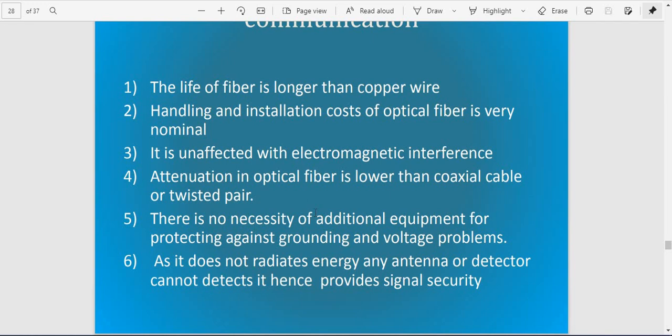Likewise, the attenuation of optical fiber is lower than that of coaxial cable or twisted pair. If you see other kinds of cables, their attenuation is a little bit higher. What does attenuation mean, students? The stopping, the barriers to communication, that is called attenuation.